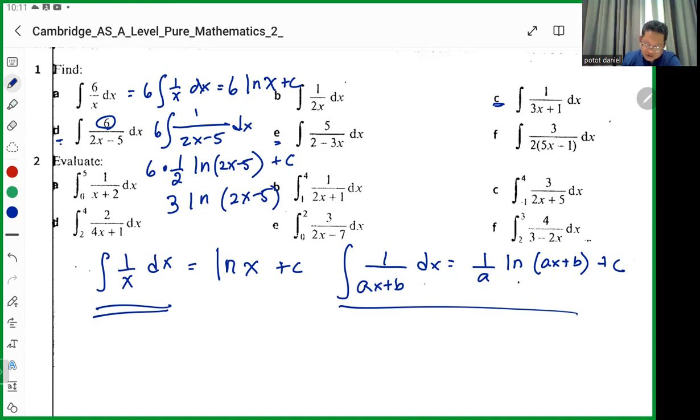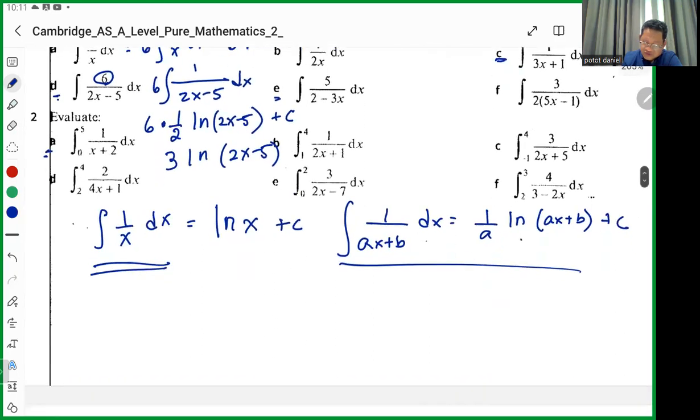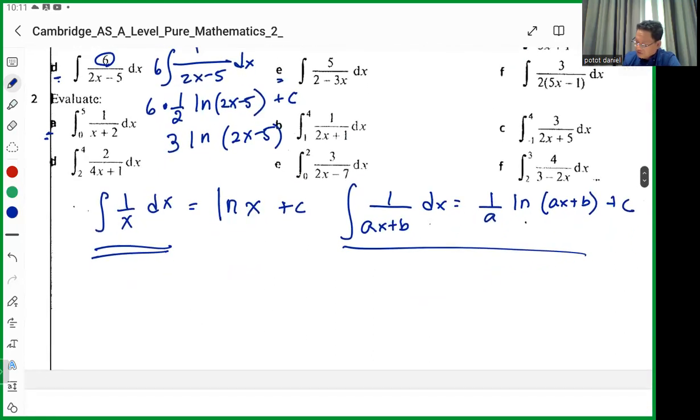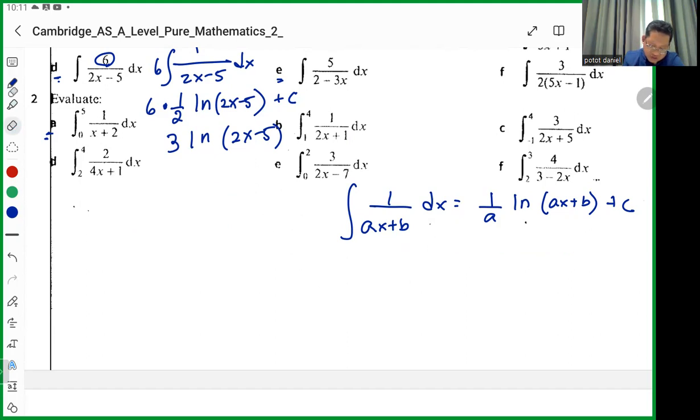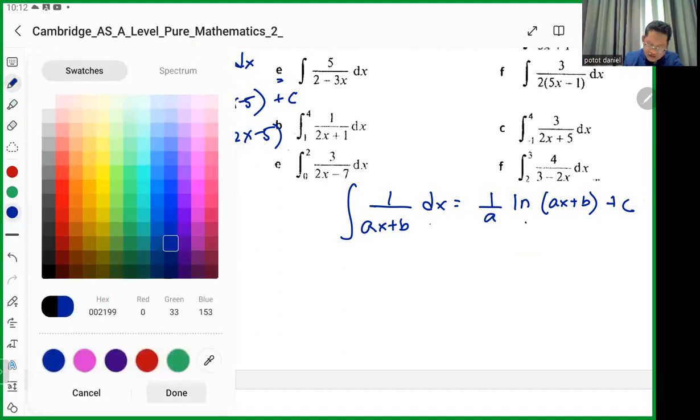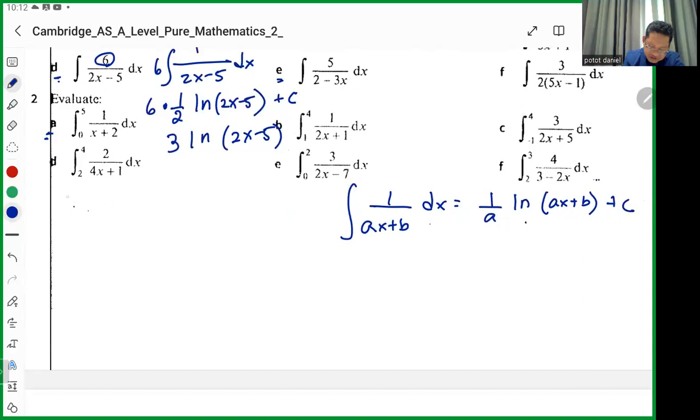Now, letter A here has a definite integral. So what we're going to do is integrate, then plug it in. And then let's try to visualize that geometrically. Let me erase this because I have no space, and let me use another color. So you have there the integral from 0 to 5 of 1 over x plus 2 dx.